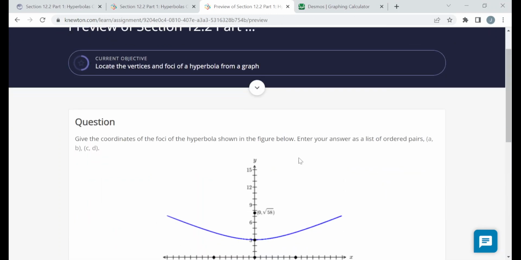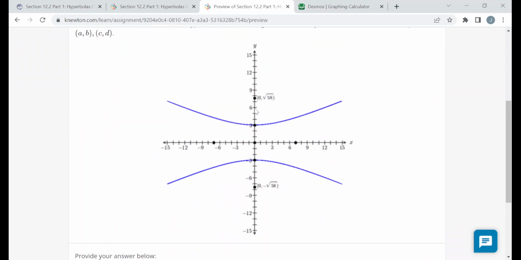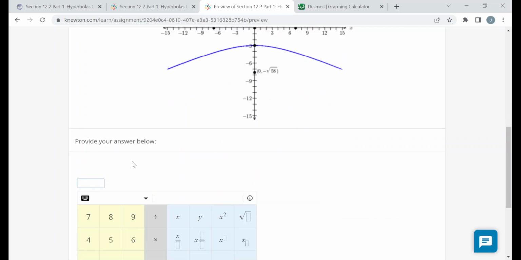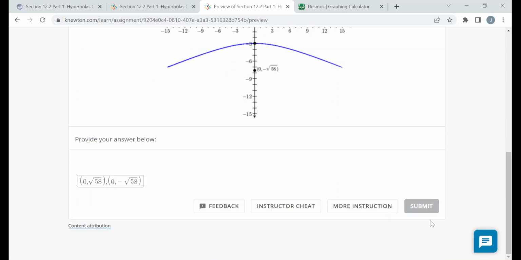So here's another one. What are the coordinates of the foci? Again, the foci are those points on the same line as the vertices. They're on the transverse axis and they're inside the curves. So that'd be (0, square root of 58) and (0, negative square root of 58) here for the foci. So (0, square root of 58), comma, and then another one, (0, negative square root of 58). Close the parentheses, and that's a list of ordered pairs that they want. Great.